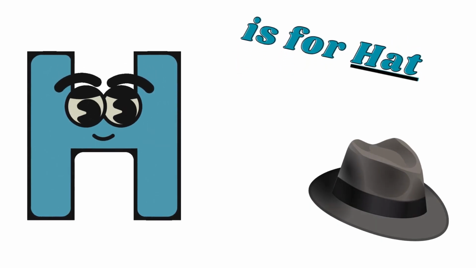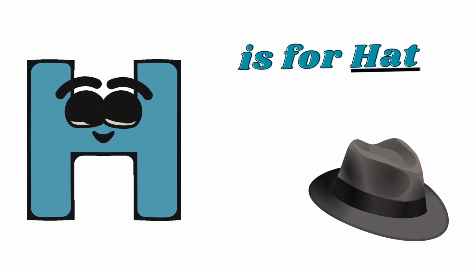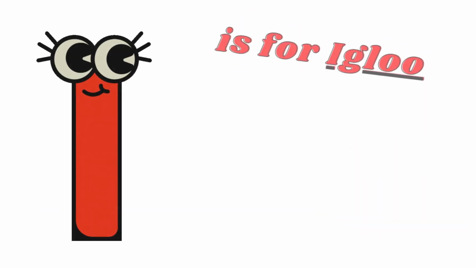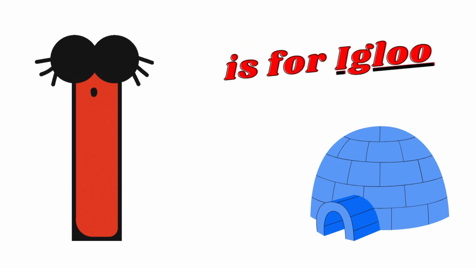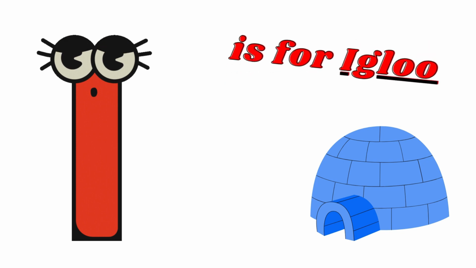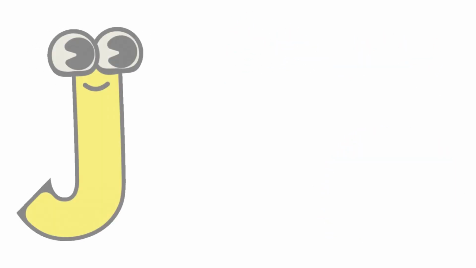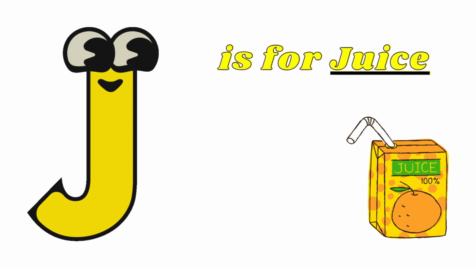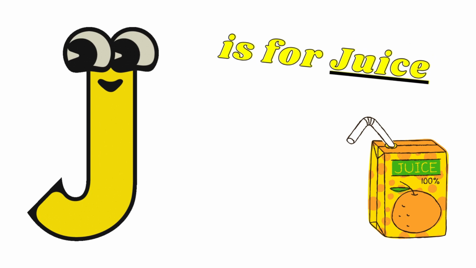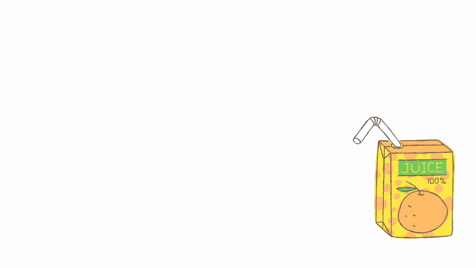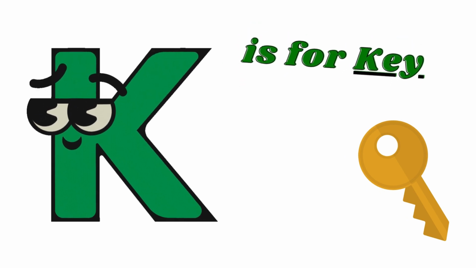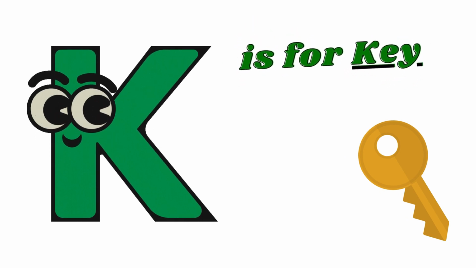H. H is for hat. I. I is for igloo. J. J is for juice. K. K is for key.